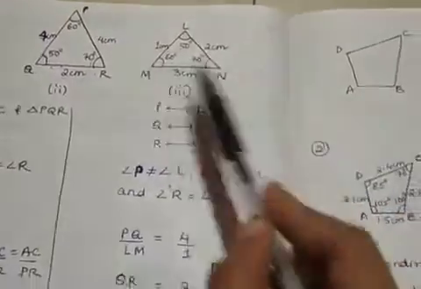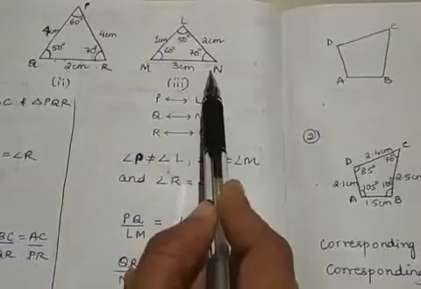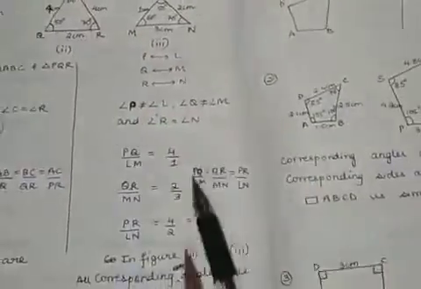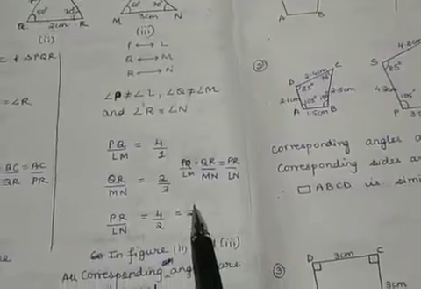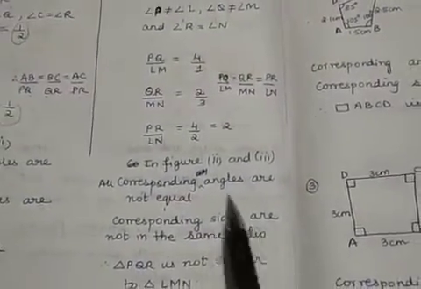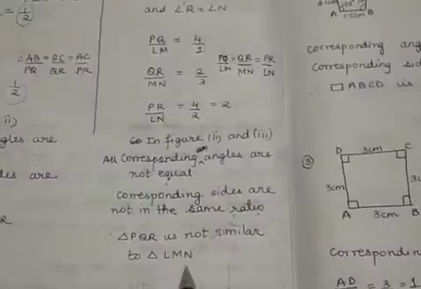What about the sides? PQ upon LM is 4. Then QR upon MN is 2 upon 3. And PR upon LN is 4 upon 2, which is 2. So you see corresponding sides are not in the same ratio. So both the conditions are not satisfied. So the two triangles are not similar.